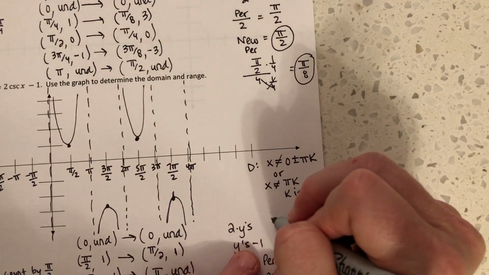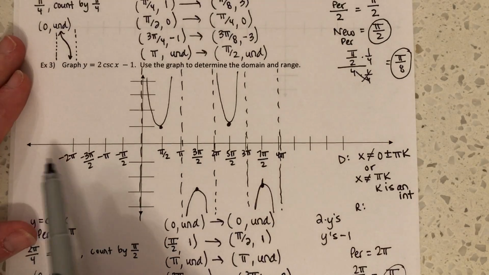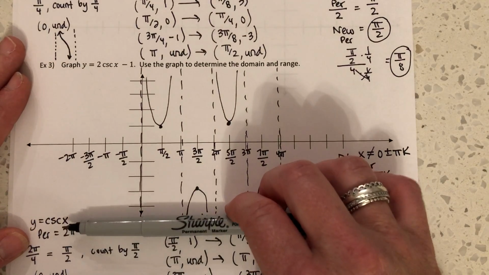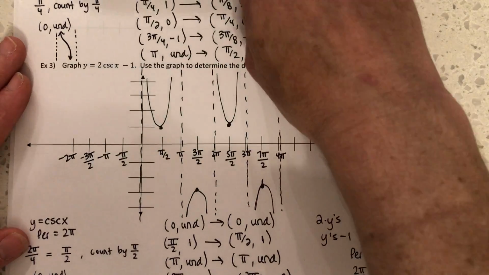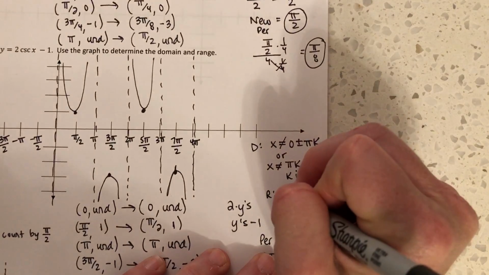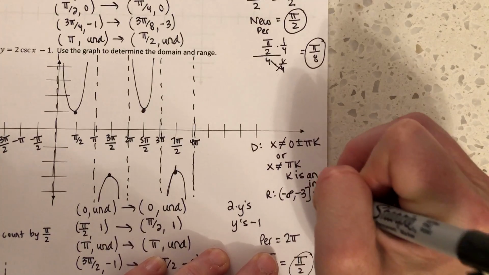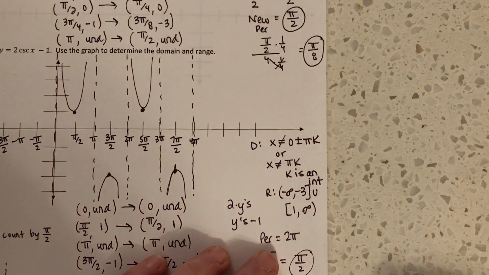All right, and then your range is, let's see. Now remember, it's got this big gap of y values that don't come out of the graph. So its range is coming from negative infinity to negative 3, and then it jumps up to 1 to infinity. So it's negative infinity to negative 3, union, it jumps up to 1 to infinity.